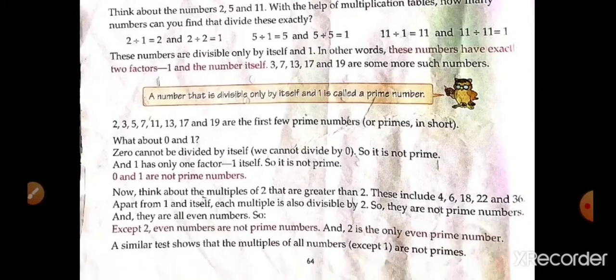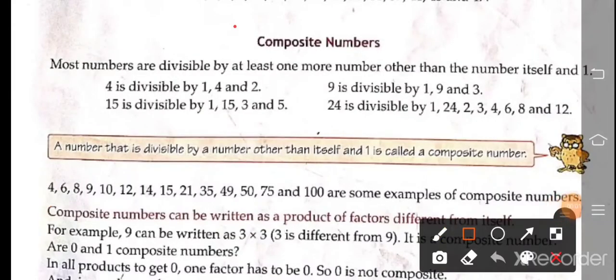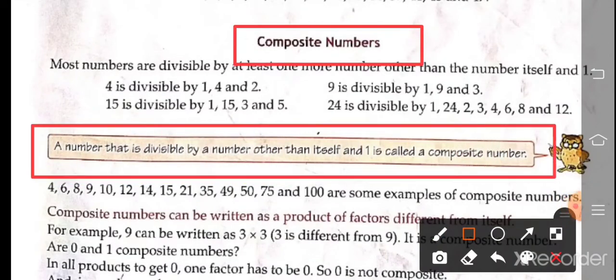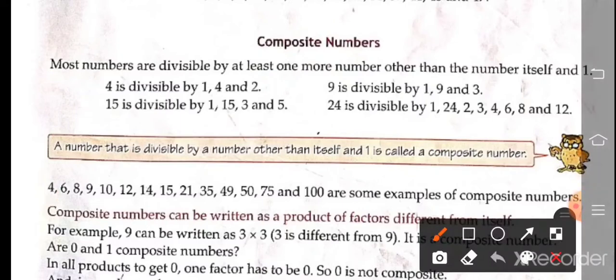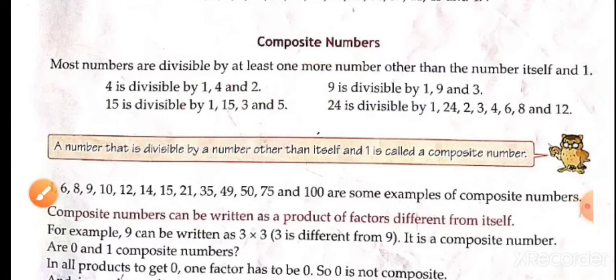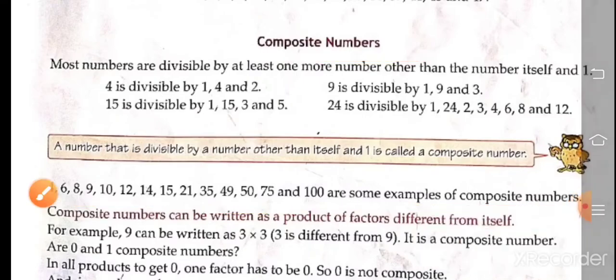Okay. Now the next is composite numbers. A number that is divisible by a number other than itself and 1 is called a composite number. Okay, so for example 4, it is divisible by 2 and 1. Okay, so this is a composite number. These are some examples of composite numbers.